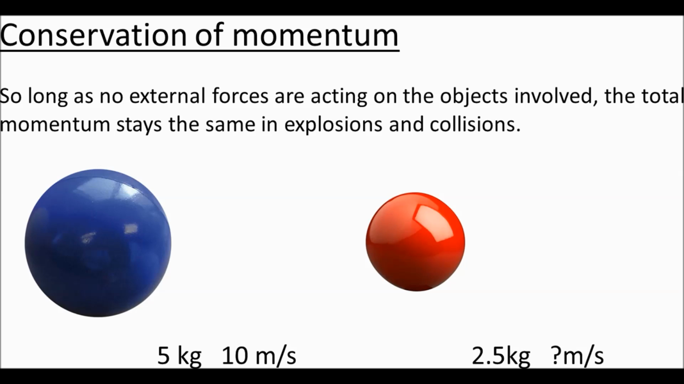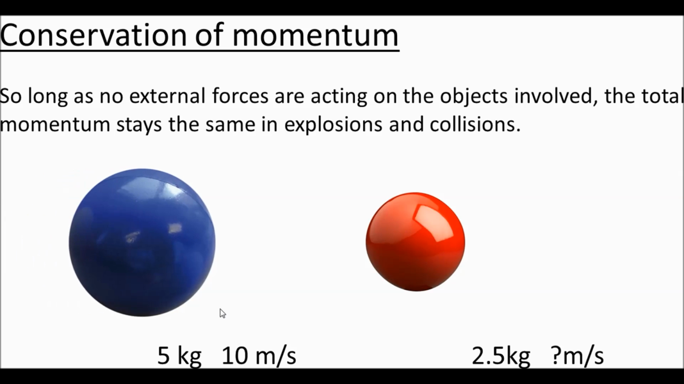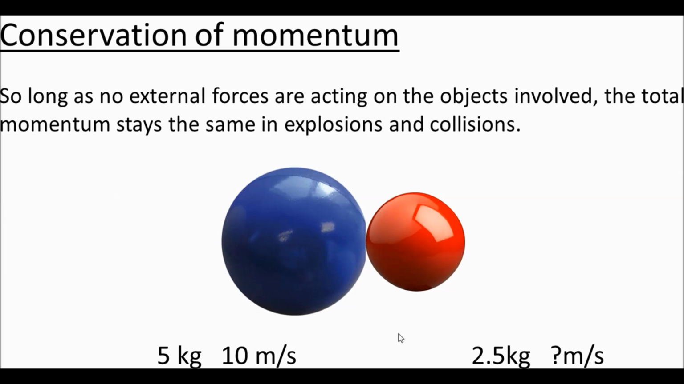Let's change things a little bit. Let's have a situation where we've got a 5 kilogram ball again, 10 meters per second, and this time it collides with the red ball, but this time the red one is half the mass. We have to conserve the momentum. This red ball has to go at 50 kilograms meters per second. That's the momentum it needs.